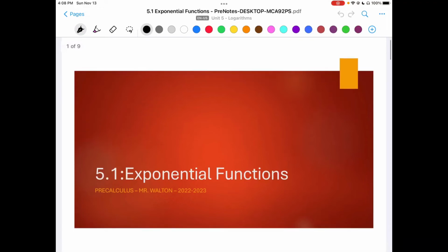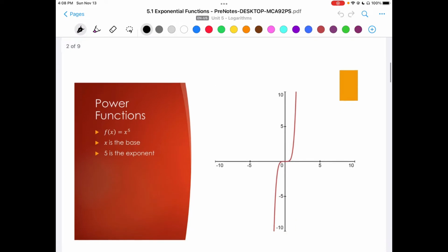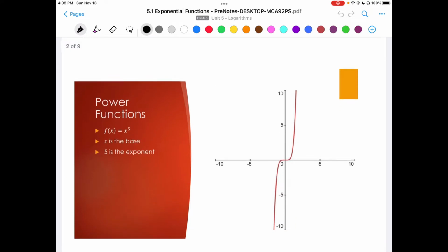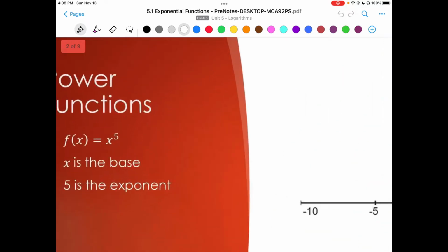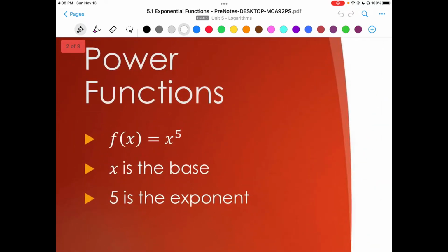on exponential functions. So we're going to start off by just talking about normal power functions. These are functions that we've been working with already that are polynomials. And you can see here it is f of x equals x to the fifth, where we have x as our base, and we have a number in the exponent. The number in this one is 5, so x to the fifth.